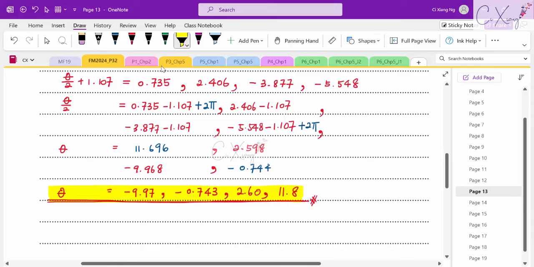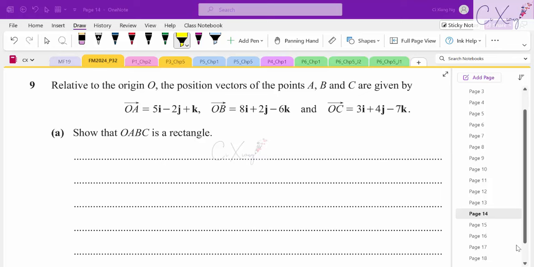Alright, so I believe that for this question, there are many other ways that you can get all the 4 correct values for the data, but the method I'm using here is to go back to the basic, where you need to go through the quadrants slowly and try to understand which answer from which quadrant we should accept. Alright, so this is how we solve this question.